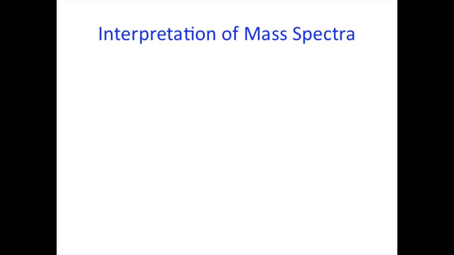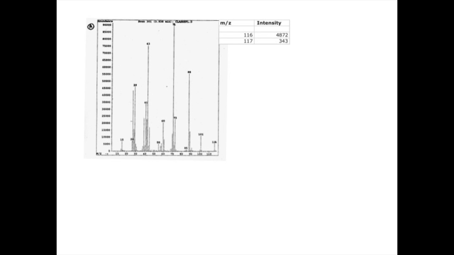This is the third lesson about interpreting mass spectra. In this video, we'll determine a structure from an example spectrum. Here is a real mass spectrum. We'll assume that the molecular ion is in the high mass cluster.